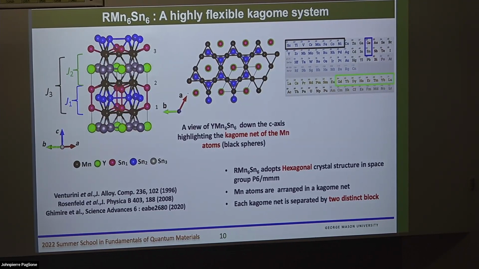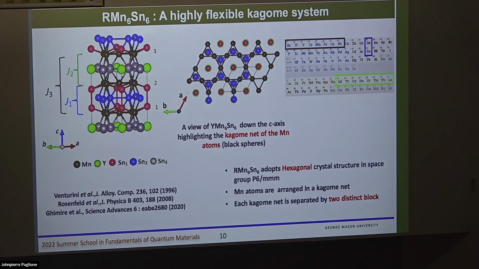And you can replace tin with germanium with the same structure. You can dope this tin with indium, gallium, maybe lead, maybe try antimony, but it remains the same structure. So it is a very highly flexible system, including the 3D transition metal atoms forming a candidate here.